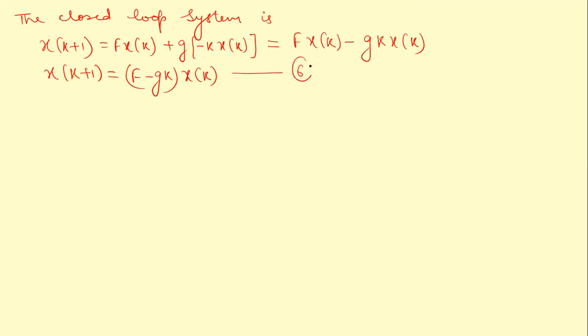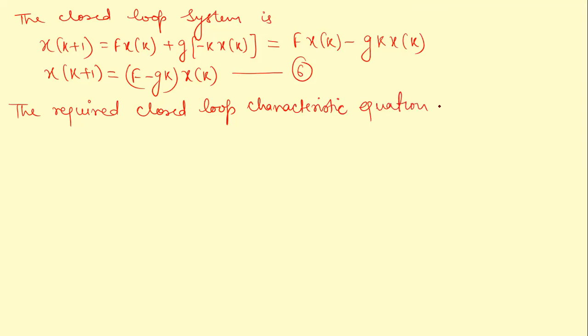This is, for example, equation number 6. Now, because we have to form the closed loop characteristic equation, the required closed loop characteristic equation is |zI - F + GK| = 0, that is, zI minus F minus GK equals 0. So this is the required characteristic equation of the closed loop system.